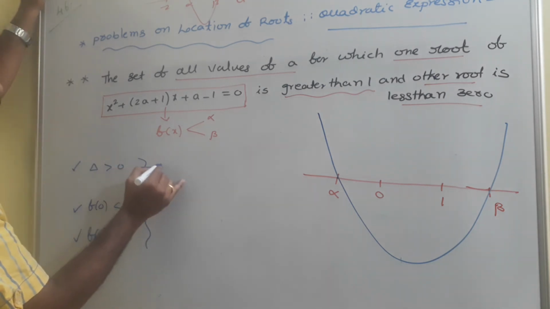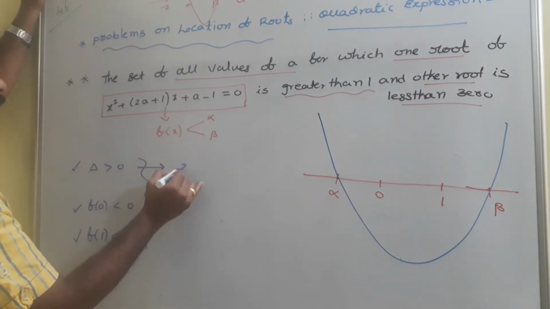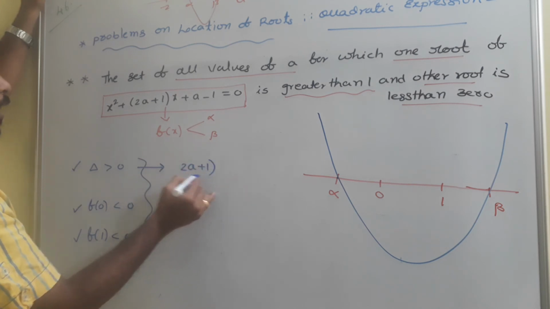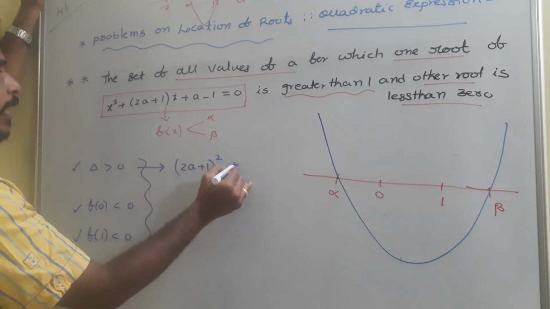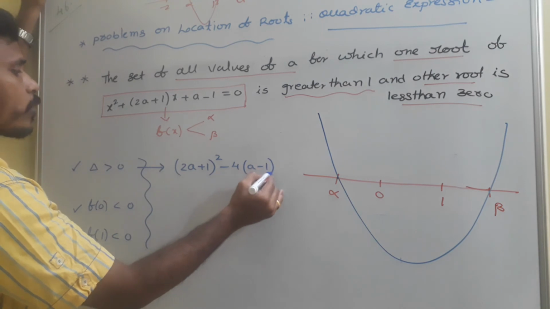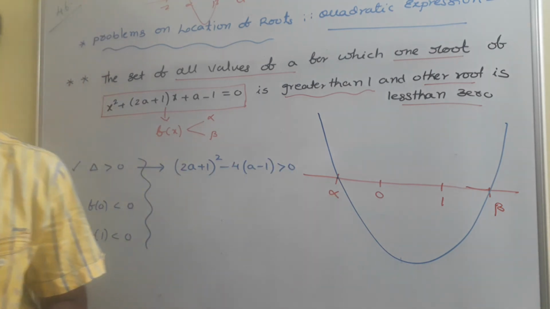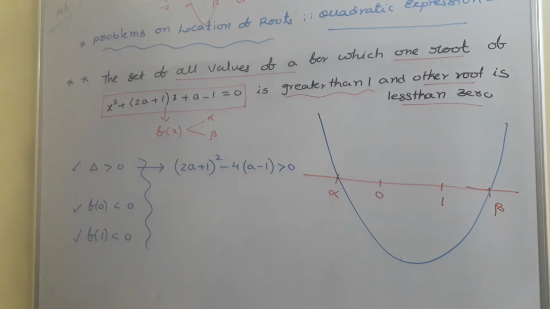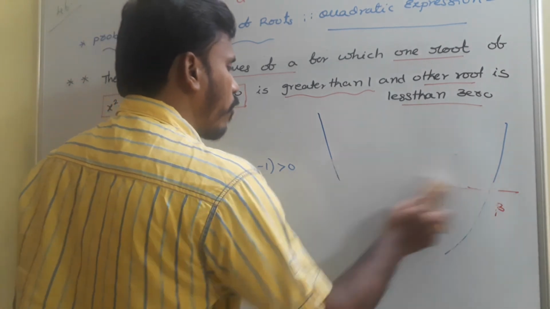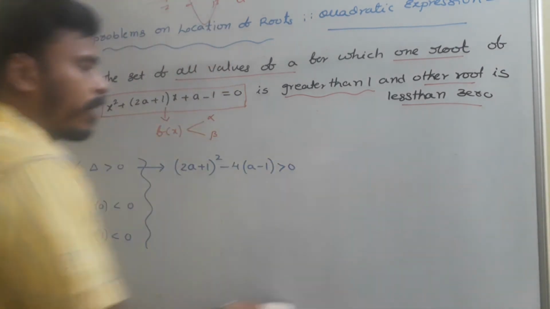First one, delta greater than 0, that is b square minus 4ac, in the sense (2a plus 1) whole square minus 4 into (a minus 1) greater than 0. I think the graph is clear, and for space I am erasing the graph. Okay? f of 0 negative, f of 1 negative, and delta greater than 0 are the conditions.